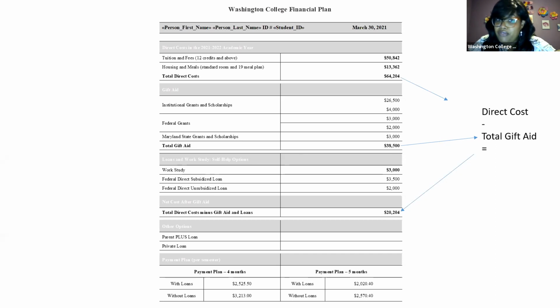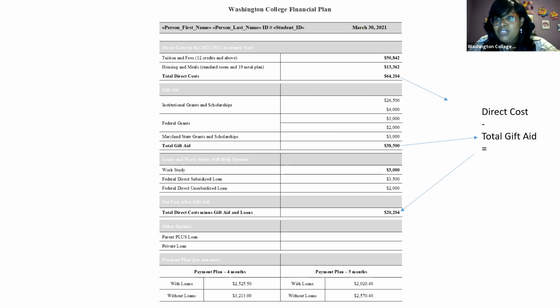We talked about that before. It's your cost of attendance. It's your tuition and fees for $50,842. It's your housing and meal plan for $13,362. So the total cost of attendance is $64,204 for your freshman year. Now, I like to tell families cost of attendance could increase between 2 to 4% from year to year. So parents take that into account when you're thinking about next year and the year after that and the year after that. So gift aid, this is just the institutional aid, all the free money, right?